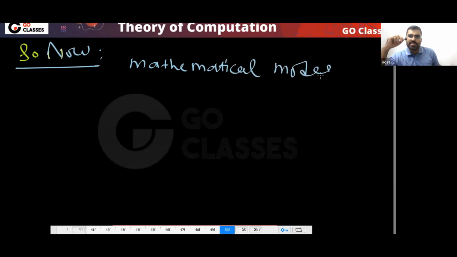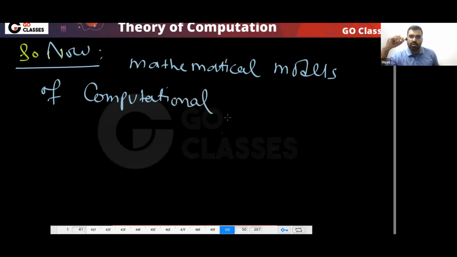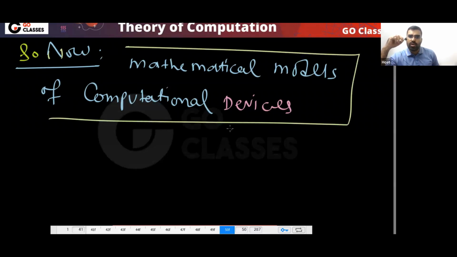So now we will study mathematical models of computational devices. There are many computational devices, like your laptop, computer, calculator, and so on, but we will study the mathematical models of computational devices. What will we call these mathematical models? We will call them automata.